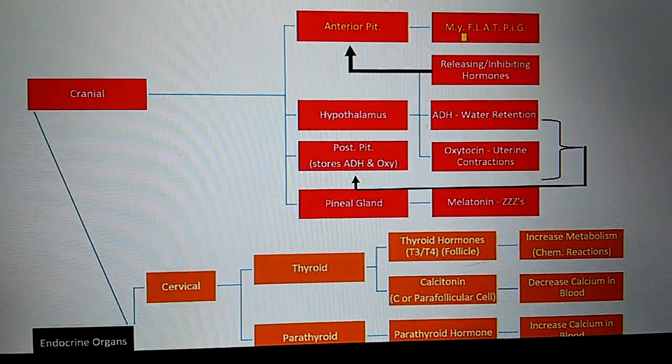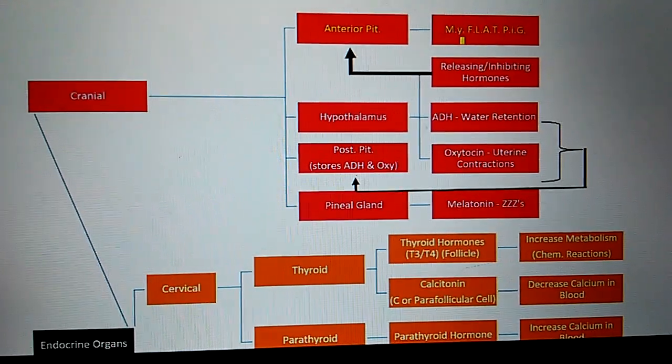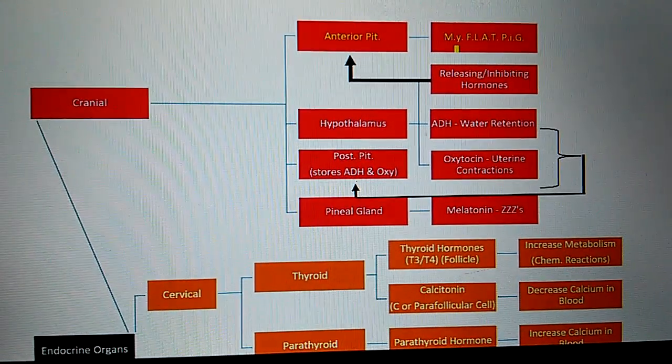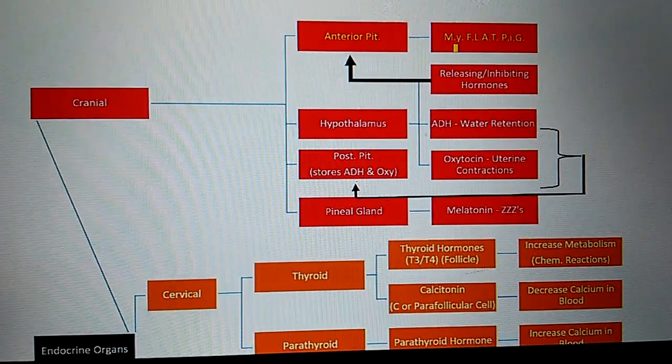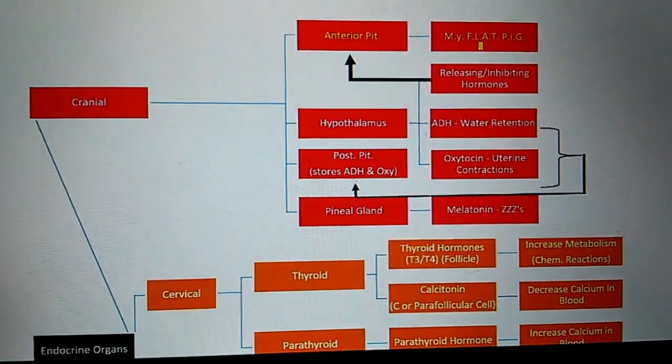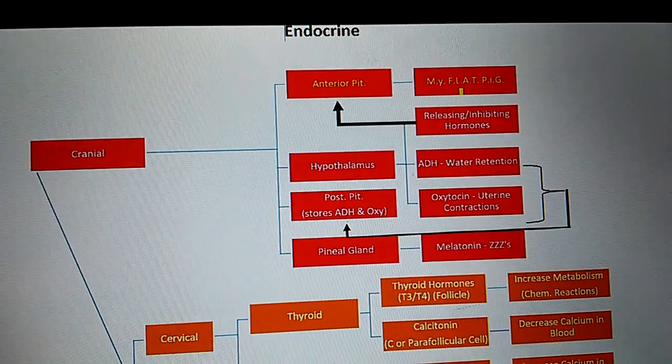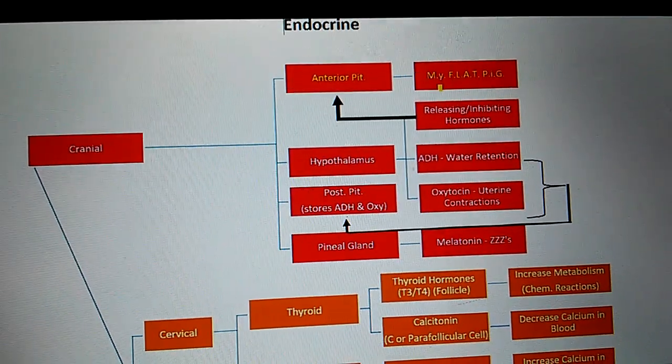And your answer would be, let's say I said FSH, LH, aldosterone, and growth hormone. The answer would be aldosterone, because remember, A stands for ACTH, adrenocorticotropic hormone, okay? Not aldosterone. So you want to make sure you memorize those.